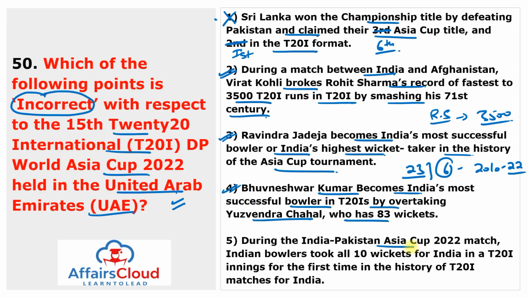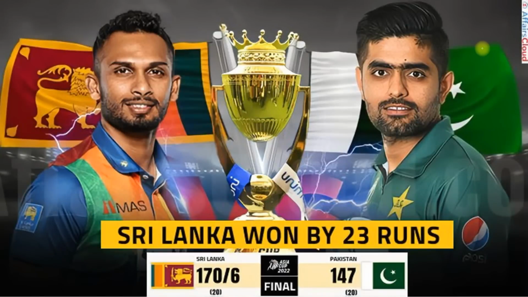And during the India-Pakistan Asia Cup match, Indian bowlers took all 10 wickets in a T20 innings for the first time in the history of India's T20 matches. So this statement is also true. So the only incorrect statement is 1. So the answer to this question is 1. So Sri Lanka won by 23 runs and Sri Lanka defeated Pakistan.